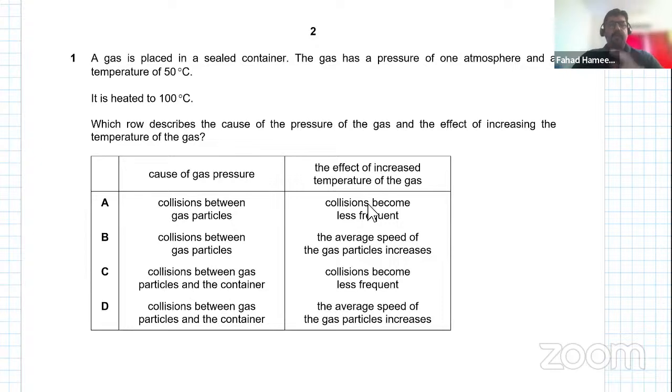Okay. So gas is placed in a sealed container. The gas has a pressure of 1 atmosphere and a temperature of 50 centigrade. It is heated to 100, so they're heating it up. Which row describes the cause of the pressure of the gas and the effect of increasing the temperature of the gas?